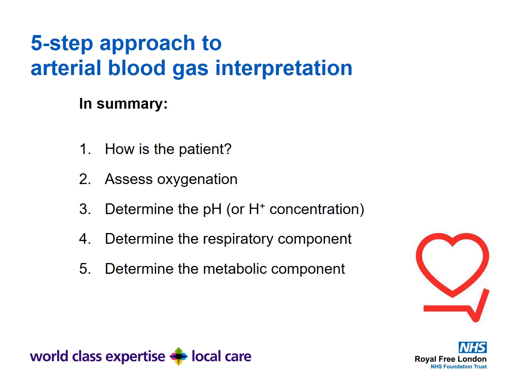So, in summary, your 5-step approach to arterial blood gas analysis is: how is the patient, assess the oxygenation, make sure that you know how much FiO2 or if they're on any oxygen at all, determine the pH, determine the respiratory component, and determine the metabolic component.